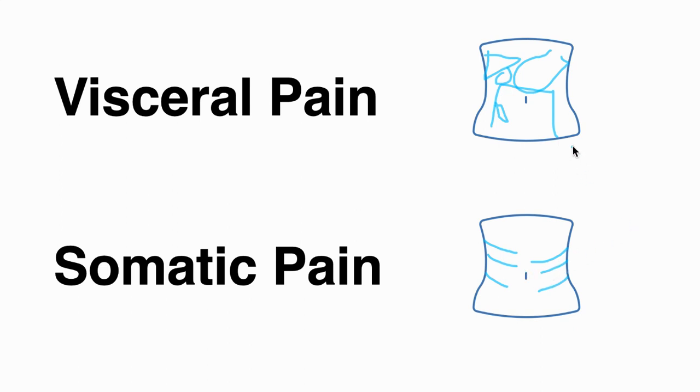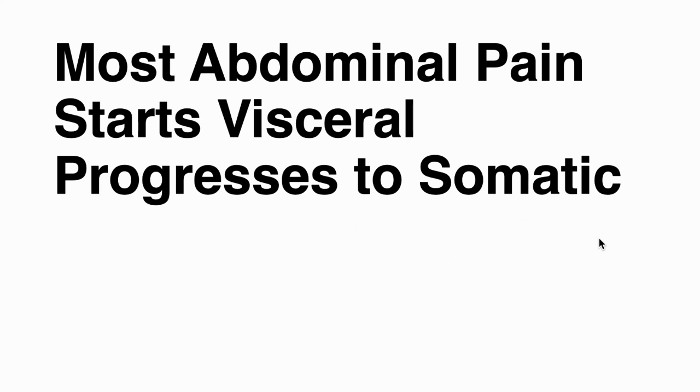And this pain is very different from visceral pain. So if you know these two distinctions, you can right off the bat from just a history start narrowing your differential. The somatic pain is sharp pain. It's very focal pain. They can point to just this one spot. It's right here. And those are some key differentiators from visceral pain. And a key thing to remember is that most abdominal pain starts visceral and then progresses to somatic.